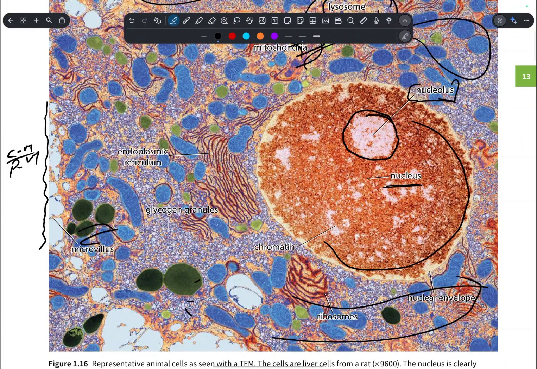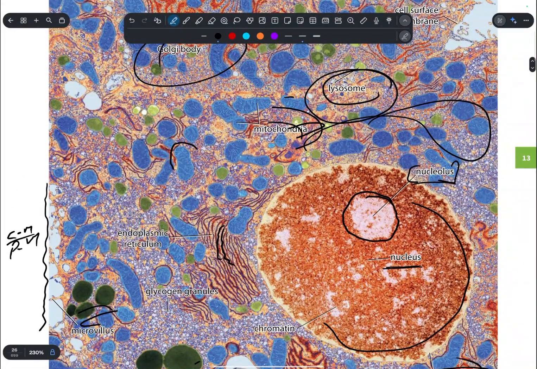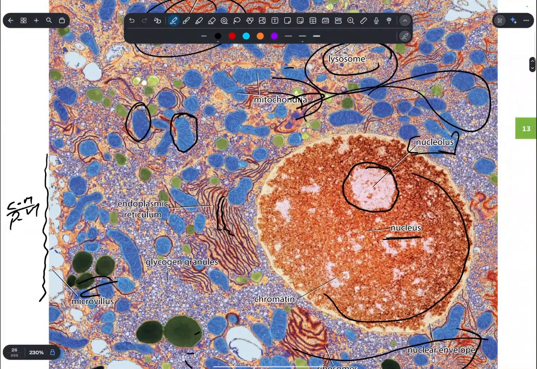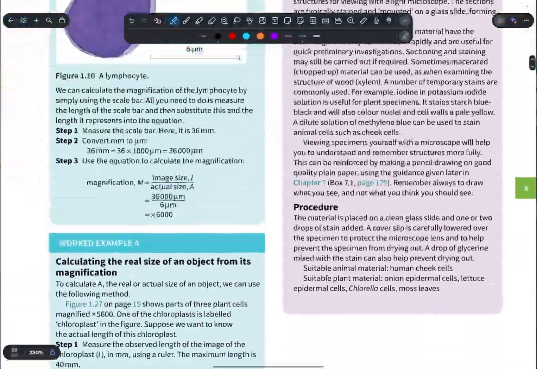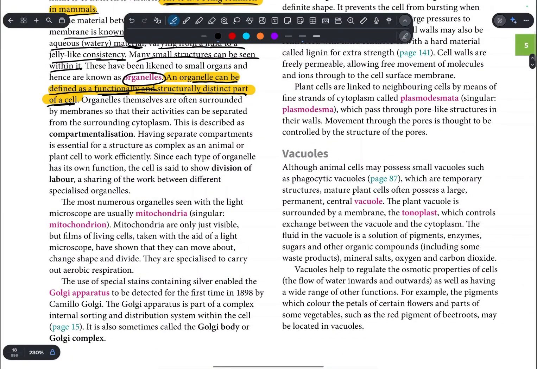If you look at the endoplasmic reticulum, what do you see? You see these lines, right? But if you look at mitochondria, it is a sausage shape or a cylindrical shaped organelle, right? So they have distinct function and distinct structure.